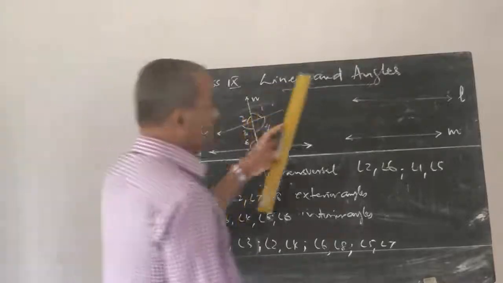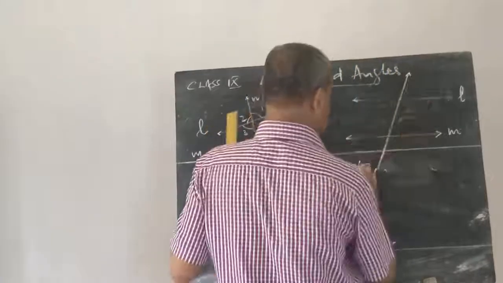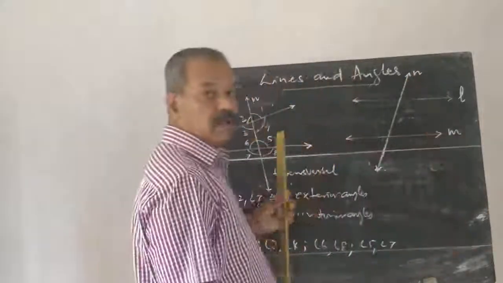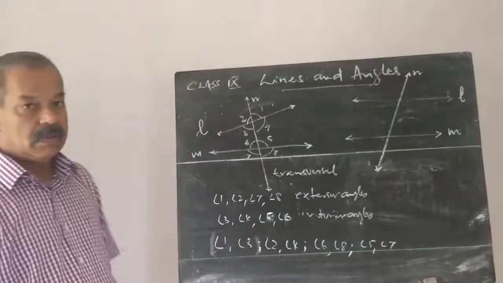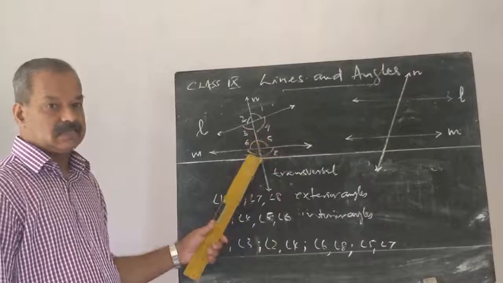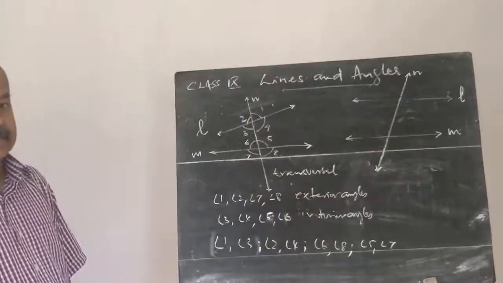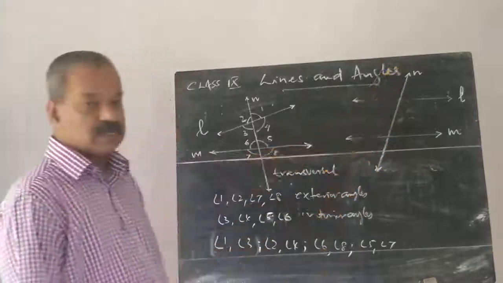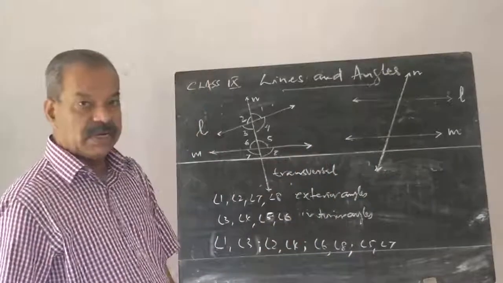Now, consider this figure. What is the relation here between L and M? In one figure, L and M are non-parallel lines. Here, L and M are parallel lines. When two parallel lines are intersected by a transversal N, we get 8 different angles.